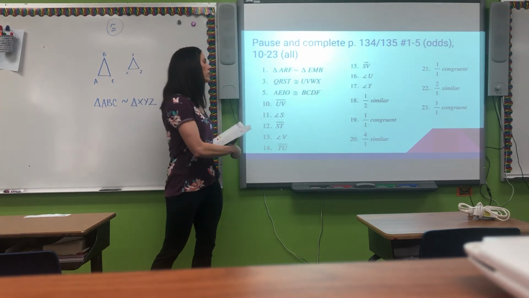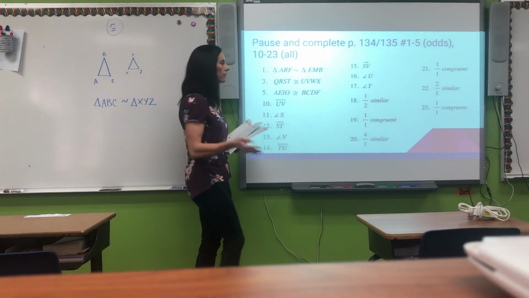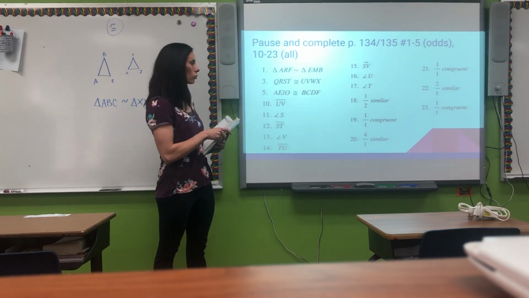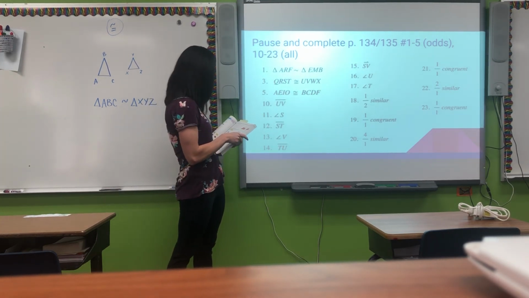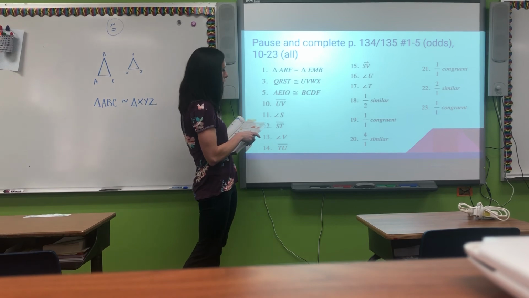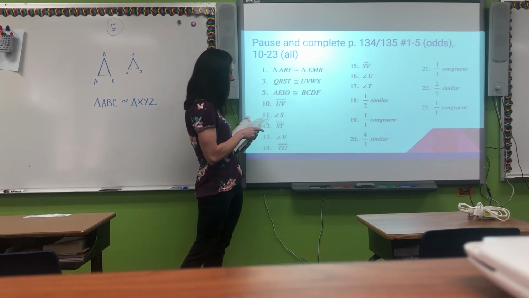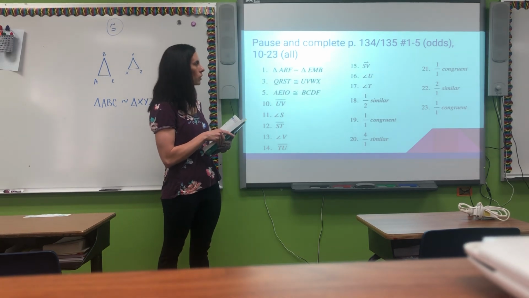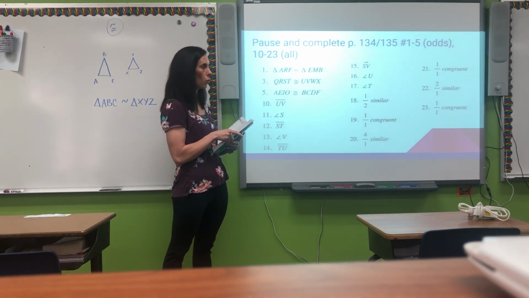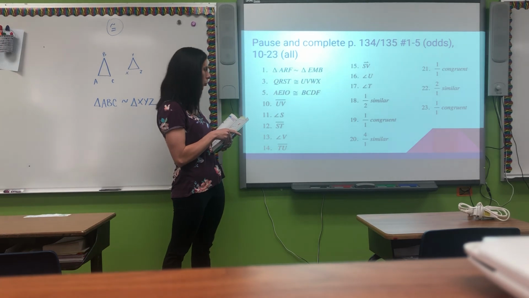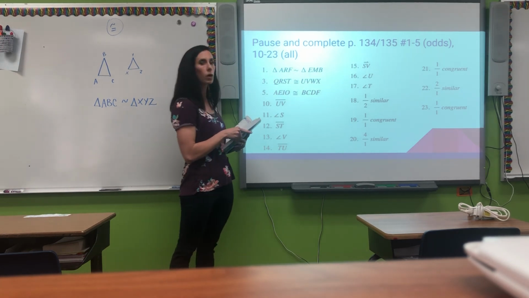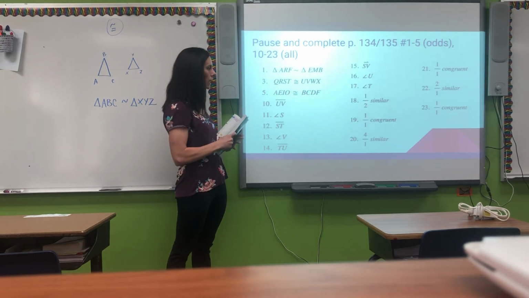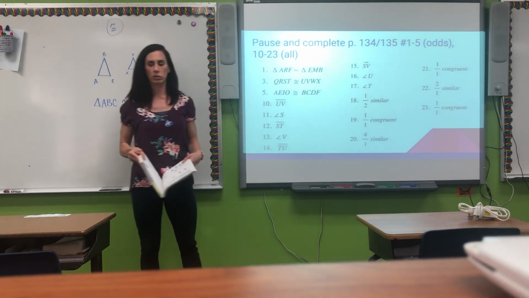So number 1 was similar. We would have started with 3 to 6 and reduced it to 1 to 2. 19, congruent, so it's 1 to 1. 20, we would have started with 8 to 2 and reduced that to 4 to 1, and it's similar. 21 is congruent, so it's 1 to 1. 22, 2 to 1, that can't be reduced, it's similar. And then the last one, also congruent, is 1 to 1.